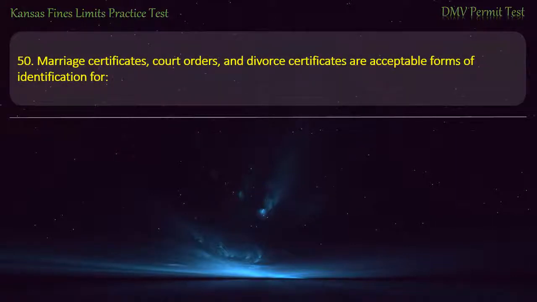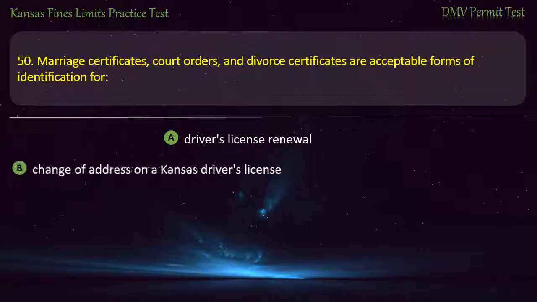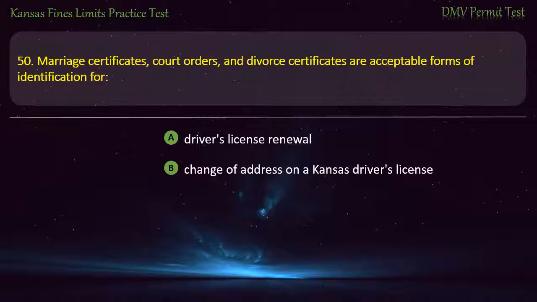Question 50. Marriage certificates, court orders, and divorce certificates are acceptable forms of identification for driver's license renewal. Change of address on a Kansas driver's license. Driver's license application. A traffic stop. Answer. Change of address on a Kansas driver's license.